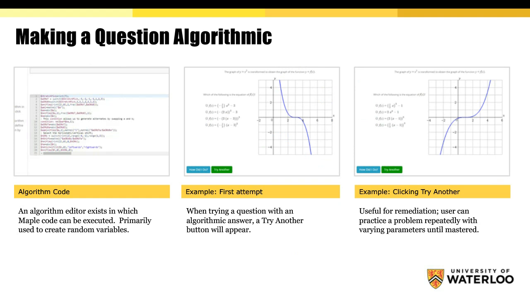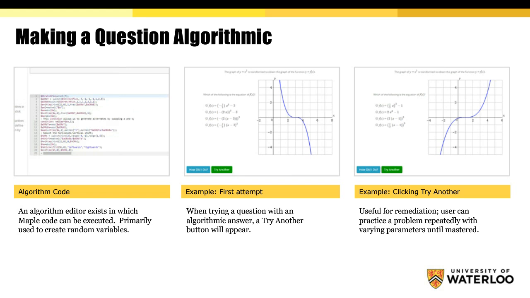In addition to the wide variety of answers that we can ask students to give, one of the strongest features of Möbius questions comes from the ability to create algorithmic questions. And we use this feature extensively at UW. We can write Maple code which will generate random variables. These random variables then can be used to build the question, have an answer dependent on this algorithm, and even generate images on the fly.